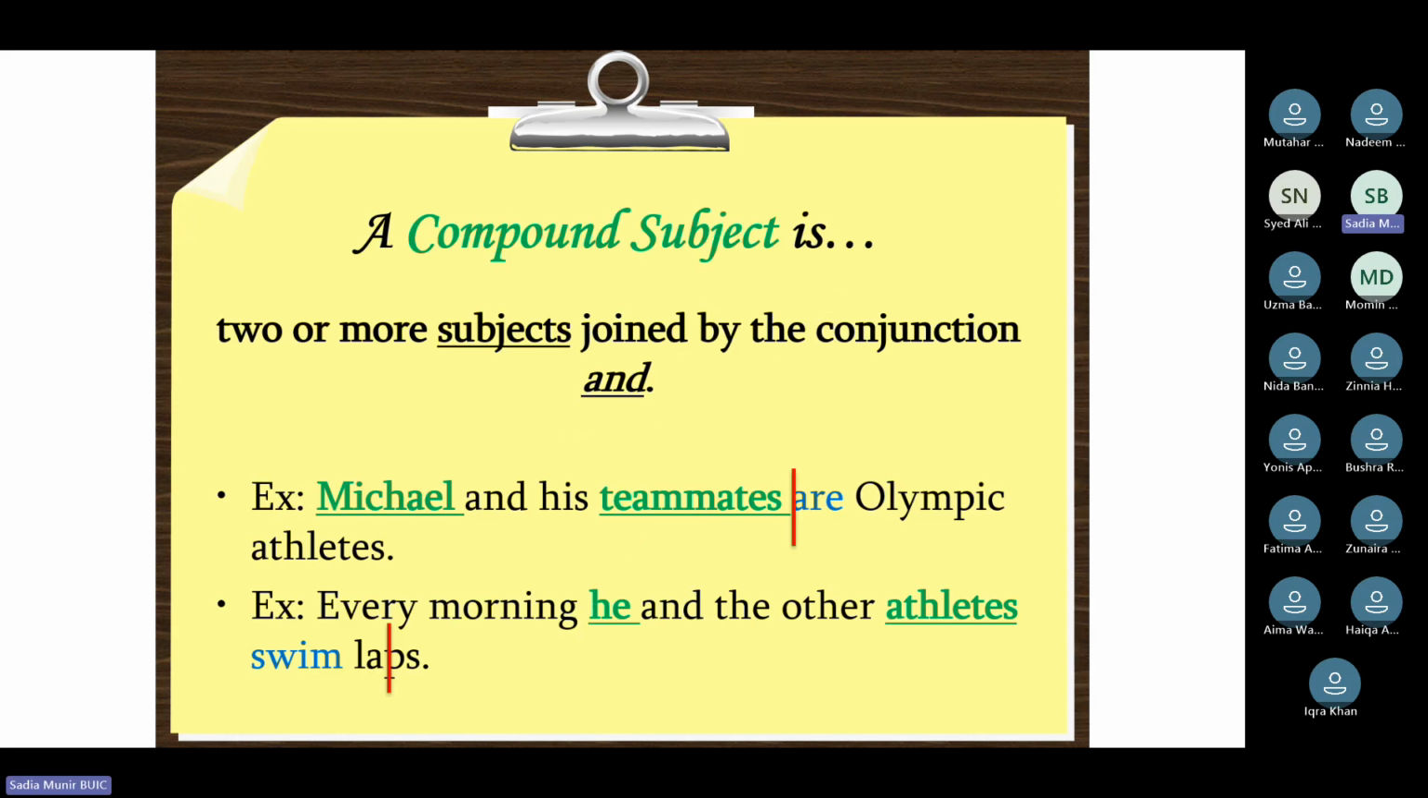For example, Michael and his teammates are Olympic athletes. Michael is a name, teammates represents a connection with him. So both are nouns and they are co-joined with the help of an and. So this is a compound subject, because the rest of the sentence, are Olympic athletes, where are is a helping verb, is going to be a part of the predicate.